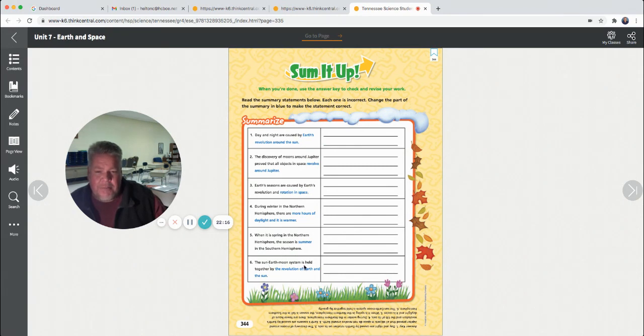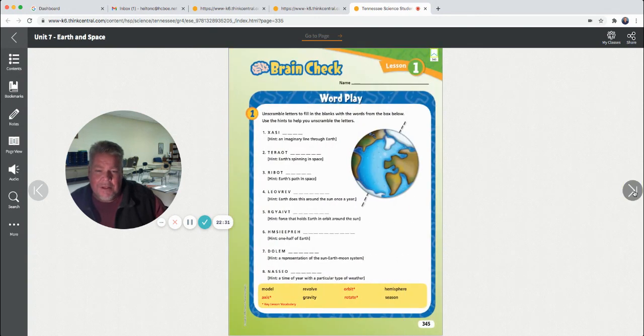The sun-earth-moon system is held together by the revolution of the earth and the sun. No, it's held together. What's holding it together? What's the glue that keeps everything together? Gravity, attracting the objects toward one another. I'm not going to go over these because this is going to be your assignment for today.